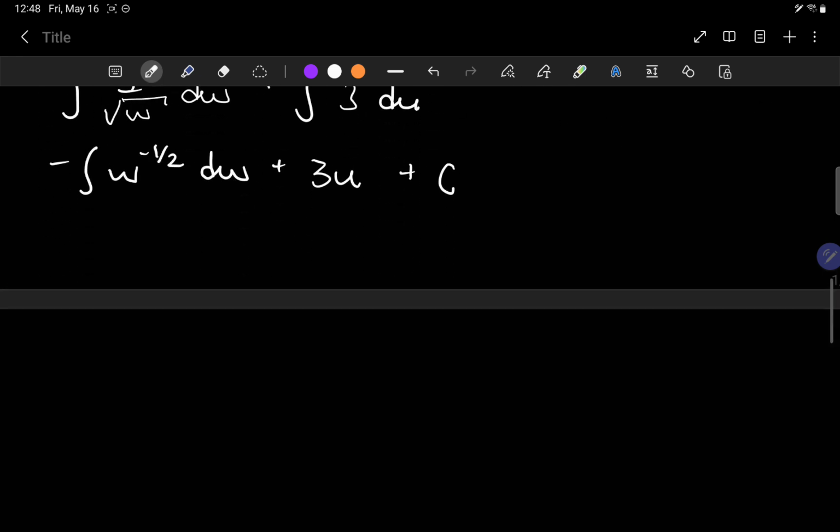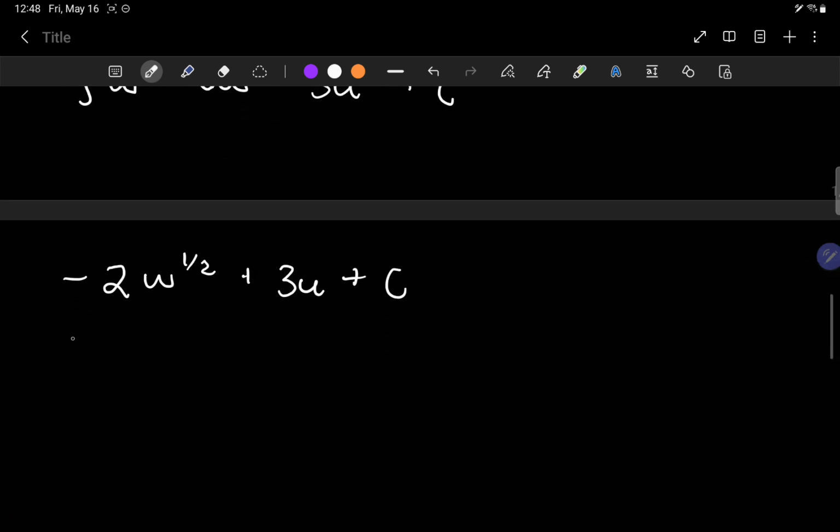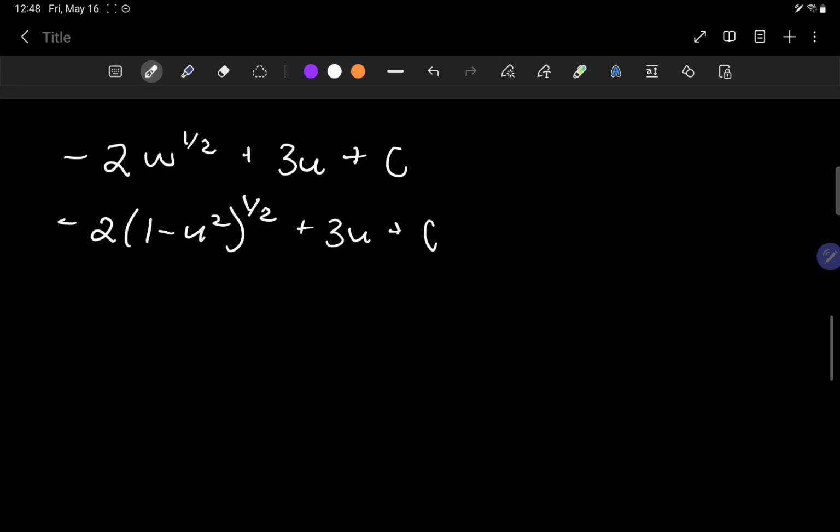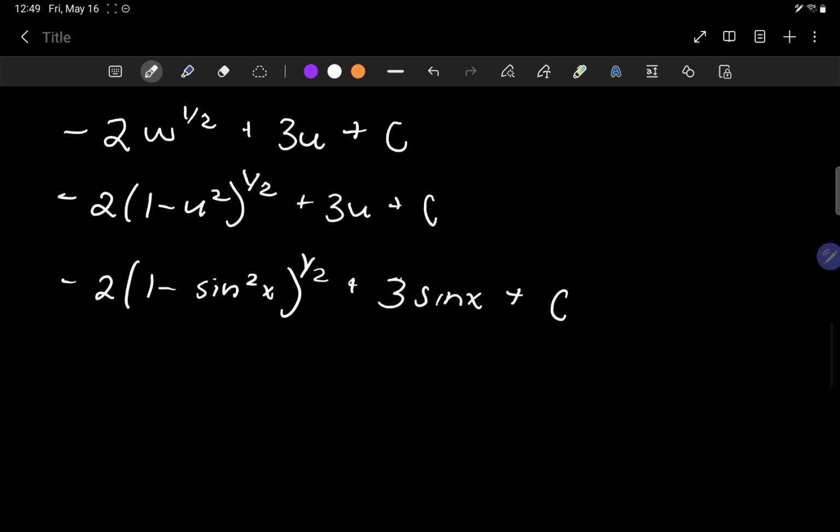And then when you integrate this first part, that's going to be a negative. So the new exponent, when you add 1, it's a positive 1/2. Divide by 1/2 is multiplying by 2. And then you have w raised to the 1/2 plus the 3u plus c. Well, w was actually the 1 minus u squared. And then u was actually sine. So we have 1 minus sine squared of x to the 1/2. And then we have plus 3 sine of x plus a constant.